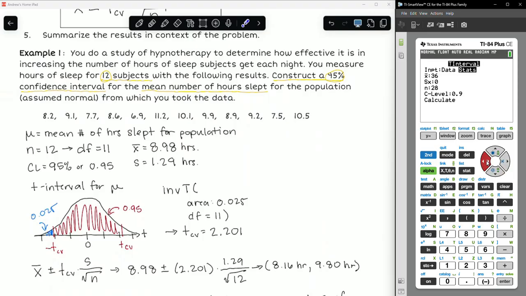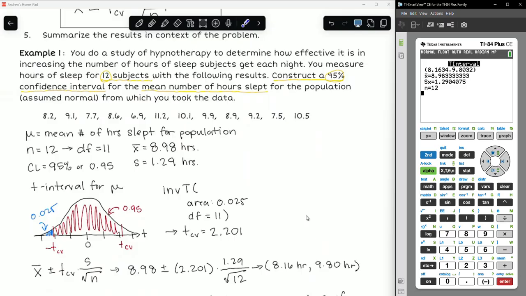And I want to tell it I have a list of raw data. It asks where the list is. Leave frequency set to 1 unless your data was grouped. And it's going to calculate X bar and S on its own. It's also going to calculate the sample size and degrees of freedom on its own. All it needs is our confidence level, 0.95.